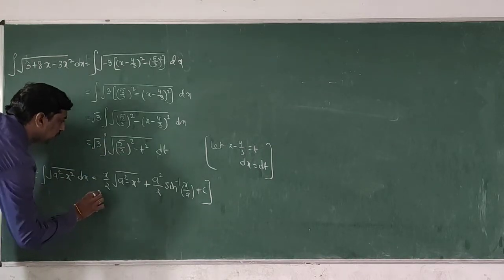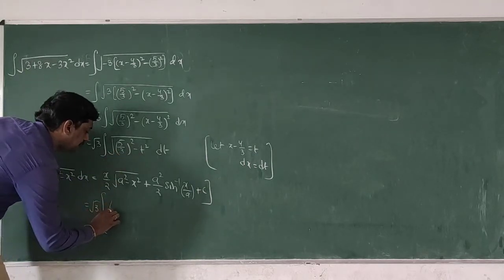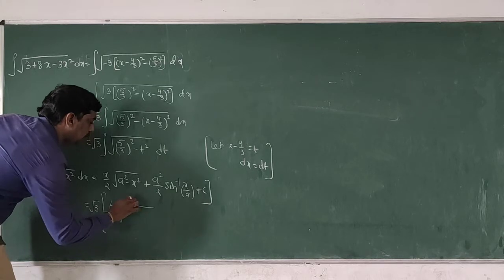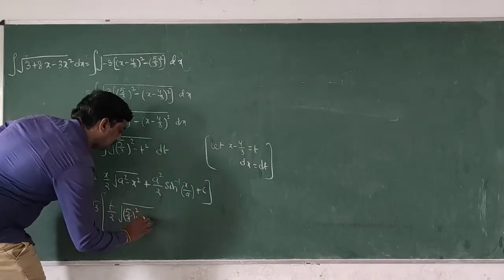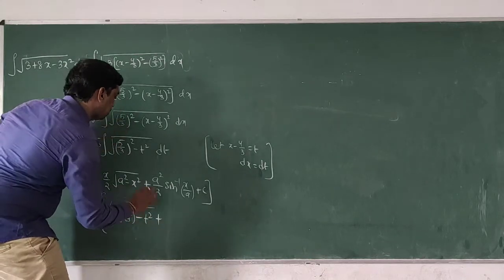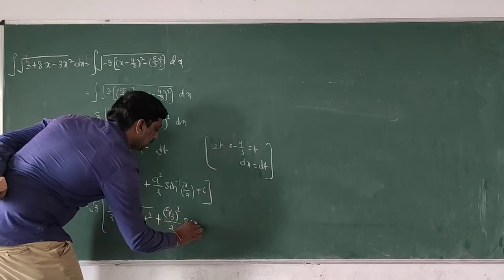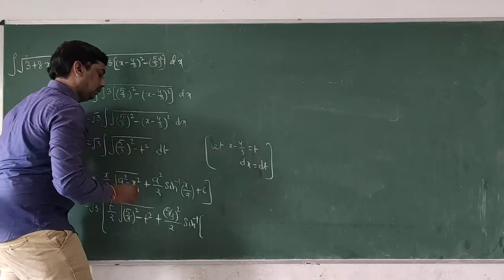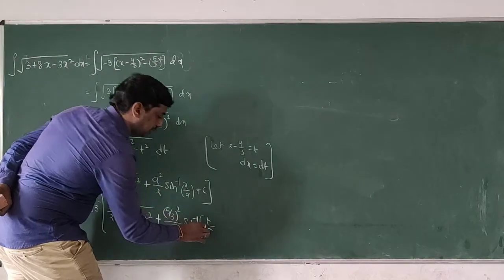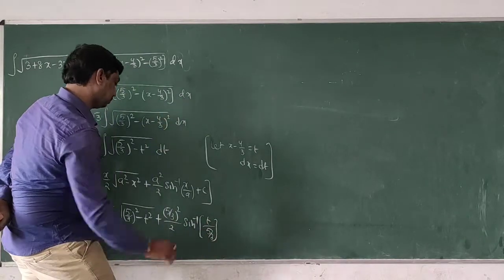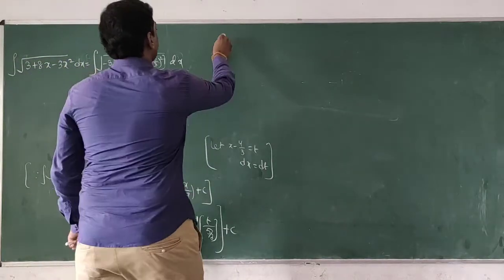So root 3 into x by 2, x value is t. So t by 2 into square root of 5 by 3 whole square minus t square, plus a square by 2, 5 by 3 whole square by 2, sine inverse of x value t by a value 5 by 3. Okay, now continuation.